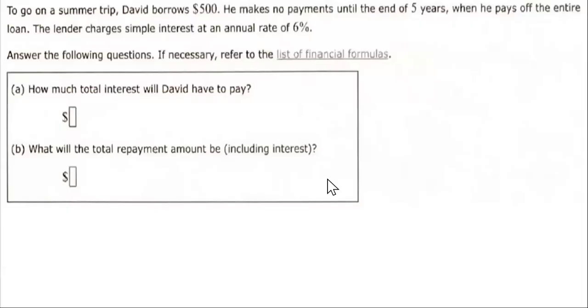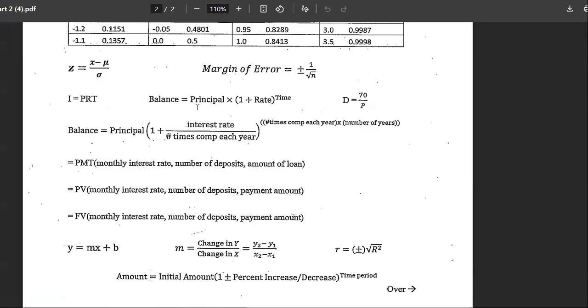Okay, so these next set of problems, what we're going to be doing are interest problems. And so we will need some formulas for that. So I'm going to be using this formula sheet, which has been published in the Resource Center here. We're going to be using some of these formulas as we tackle these next set of problems.